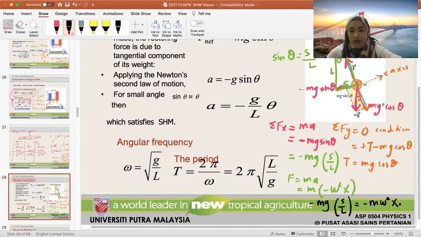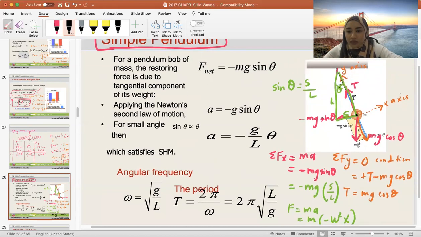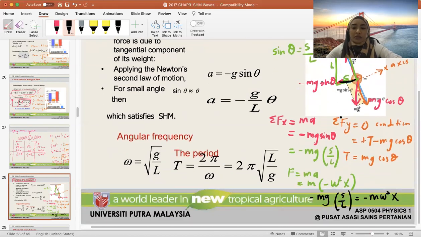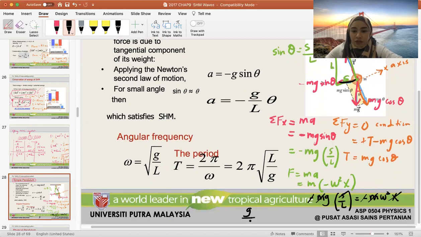Now, S and X are the same thing. They are both displacement, right? Look at this guy. This is the displacement of the pendulum. So S and X are the same thing basically. Only the term is different. So I can cancel that out, and I can cancel my mass out. I can also cancel my negative sign. What am I left with? I'm left with g over L equals to omega squared. So omega equals to square root of g over L.